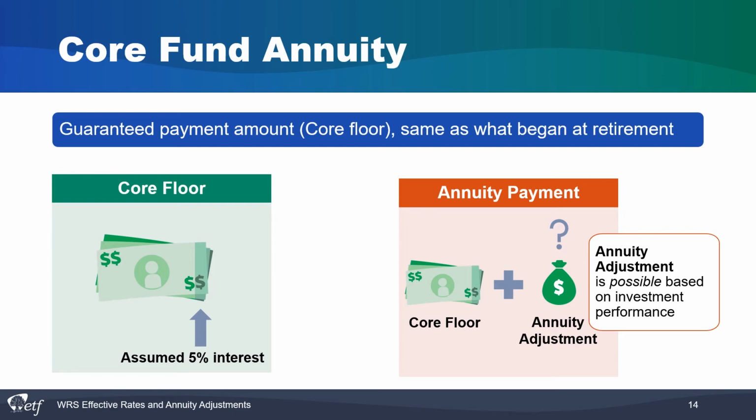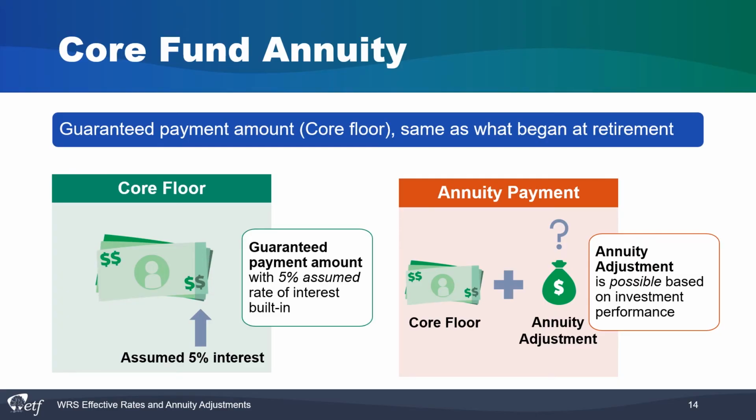Poor investment performance can stop or reverse that growth, but that will only affect changes that have been made after your retirement. You will always maintain a guaranteed minimum payment with that built-in 5% assumed interest that is not subject to any decrease caused by poor investment performance. If you want to see what that guaranteed minimum payment is, look at the amount on your annuity payment statement where it says core floor.